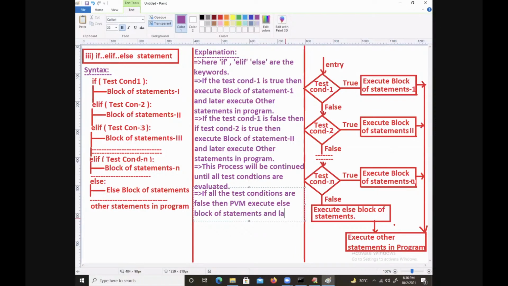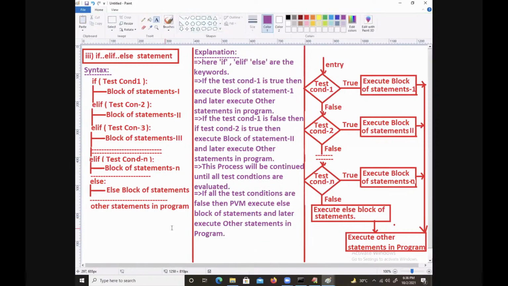And later execute other statements in the program. Other statements in program. This is a complete explanation and a complete picture is given here.